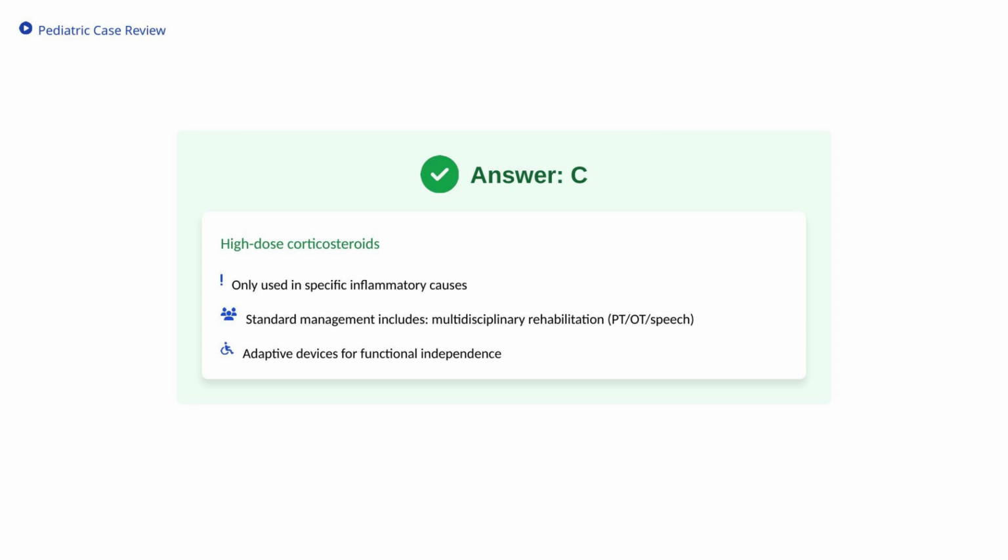Standard management typically includes multidisciplinary rehabilitation with physical therapy to improve gait and balance, occupational therapy for activities of daily living, and speech therapy if dysarthria is present. Adaptive equipment may help maintain functional independence. Treatment should also address any identified underlying cause when possible. The management approach is individualized based on etiology, severity, and functional limitations.